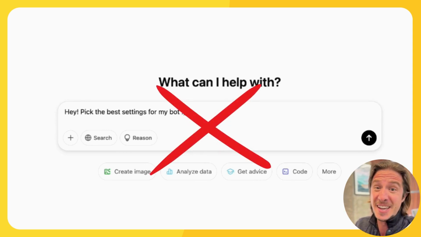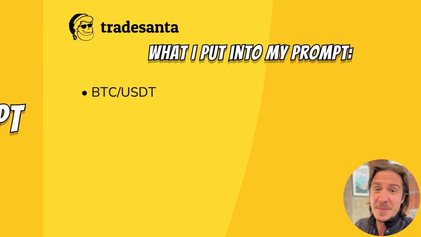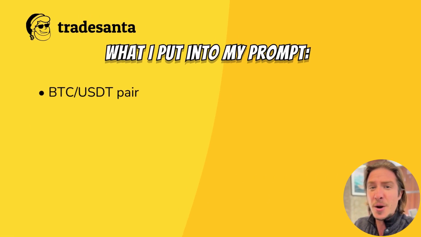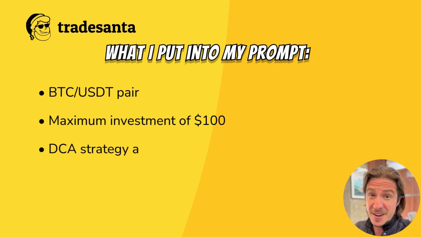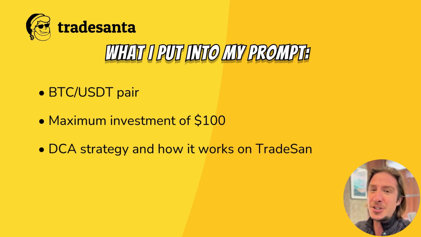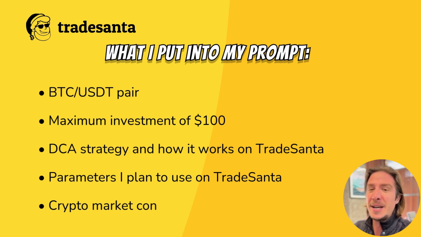In this particular case, I made certain trading decisions myself, so I included the following prerequisites into my prompt. First, I told it that I want to go long on Bitcoin to USDT and that I am ready to trade $100 max. Then I put in the prompt that I want the bot to trade using DCA strategy and explained how it worked and what bot parameters I am ready to use on TradeSanta. Plus, I threw in some context about what was happening in the crypto market at the time.